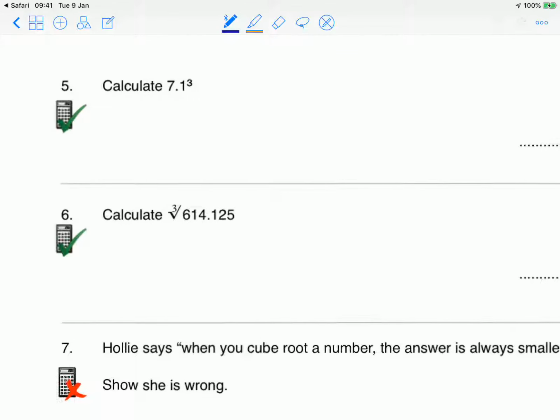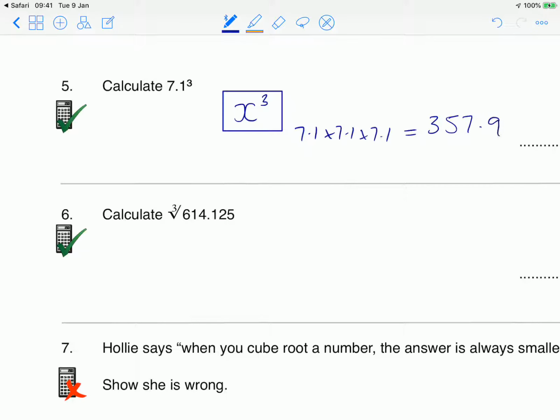Okay, if you're allowed to use a calculator, then you just simply either need to use the x to the power of 3 key that will be on the calculator screen, or you can type in 7.1 times 7.1 times 7.1. It'll still give you the same answer. So 7.1 multiplied by 7.1 multiplied by 7.1 on your calculator. Very straightforward question. Just write down your answer.